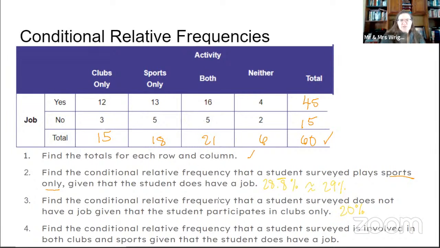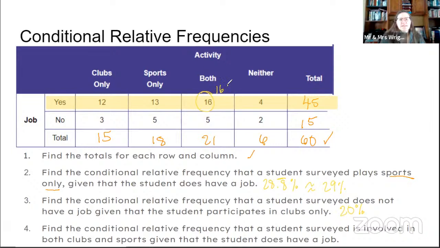That given that the student does have a job. So our given is that the student does have a job. So we're going to look here at this row again. Now that we have our row highlighted, let's look at our second condition that has to be met. Our second condition was that a student surveyed is involved in both clubs and sports. So both. We're going to look at this number right here.